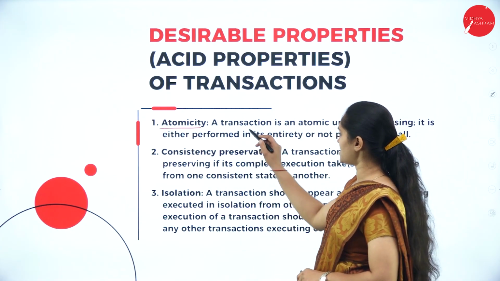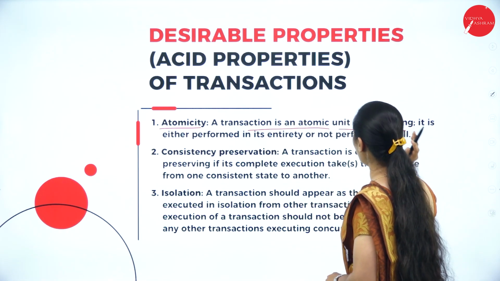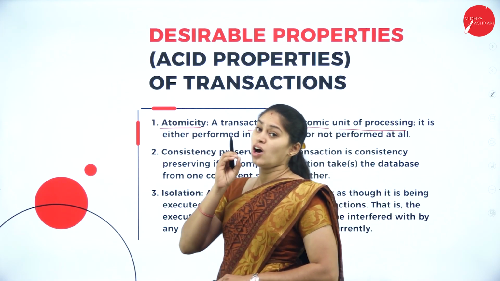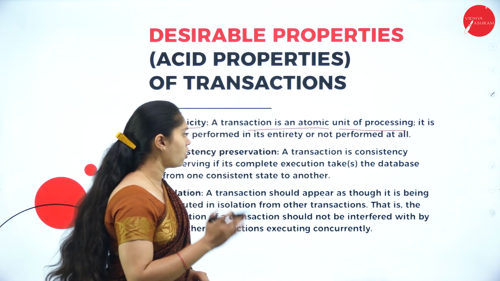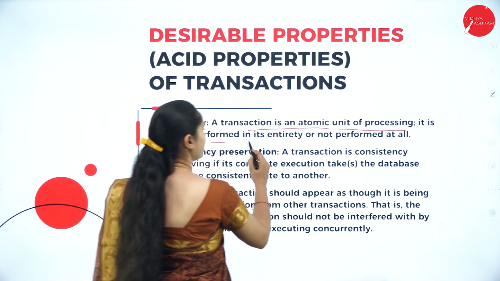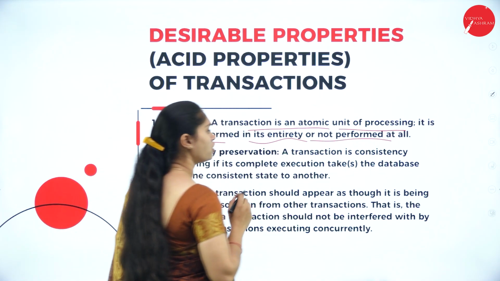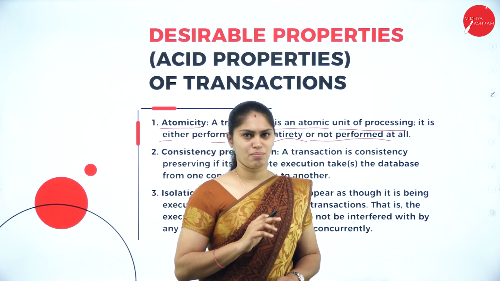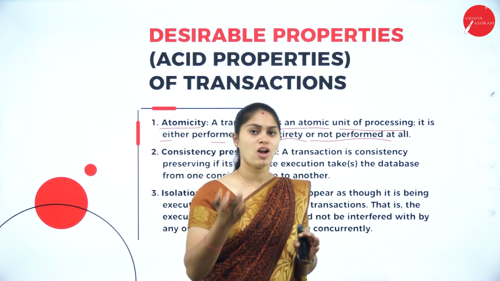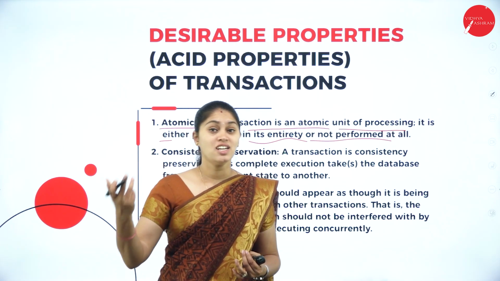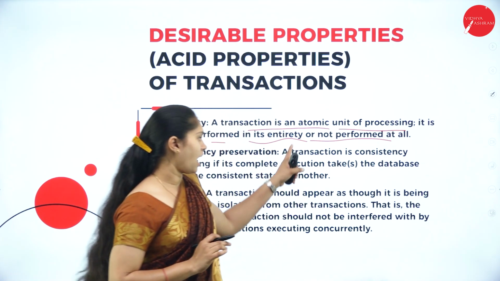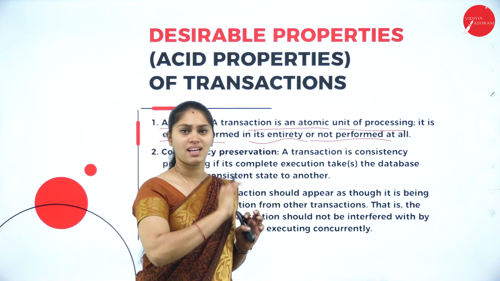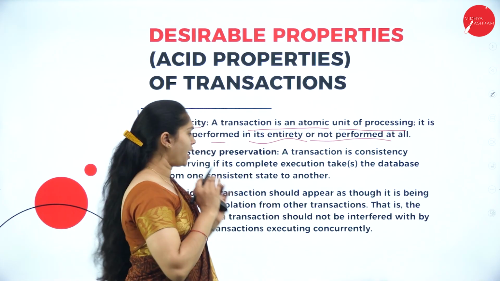Let's understand what we mean by atomicity here. A transaction is an atomic unit of processing. That means it should get done completely, or it should not initiate at all. It is either performed in its entirety or not performed at all. The amount that has to be deducted should reach the recipient. That is a complete transaction. Or else the amount should not be deducted and should not be credited. That is the other way. Then we call that atomicity. It has to take place entirely or should not initiate at all.